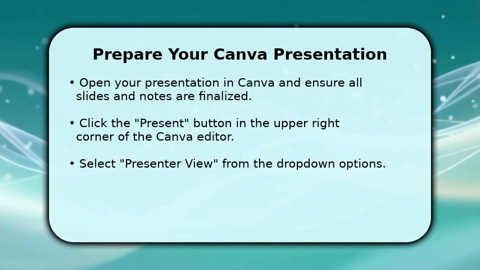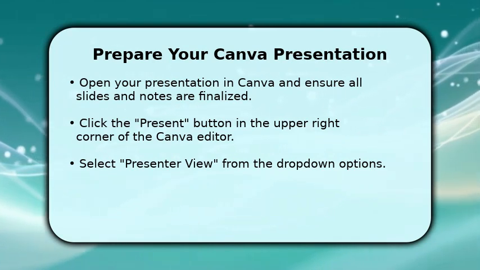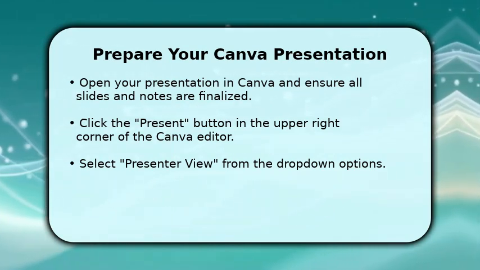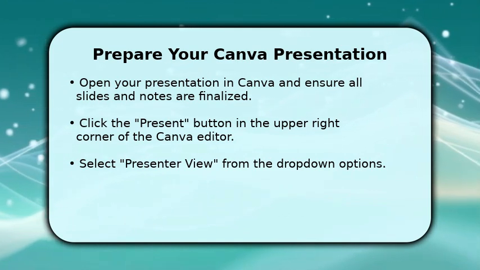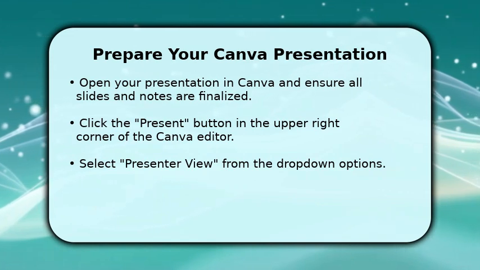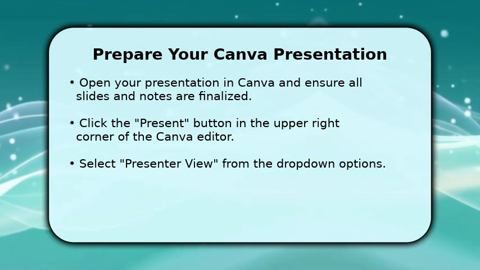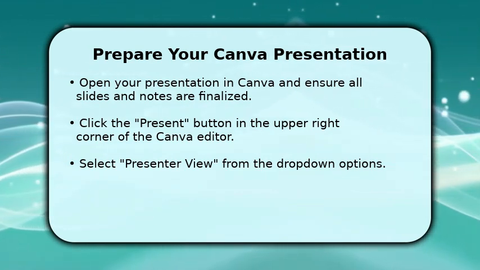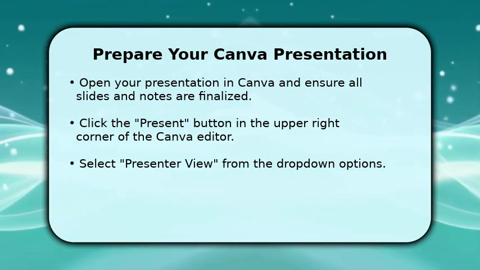Before jumping into Zoom, first prepare your presentation within Canva. Open your desired presentation and confirm all your slides and speaker notes are complete. Next, locate and click the Present button, typically found in the top right corner of your Canva editor. From the available options, choose Presenter View. This action will automatically open two distinct browser windows, setting the stage for your seamless presentation.